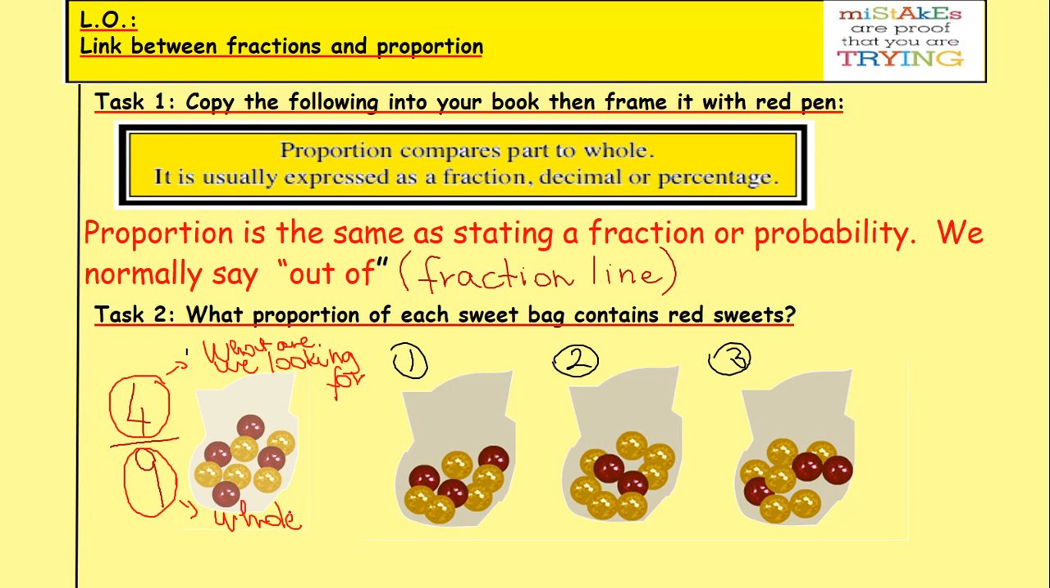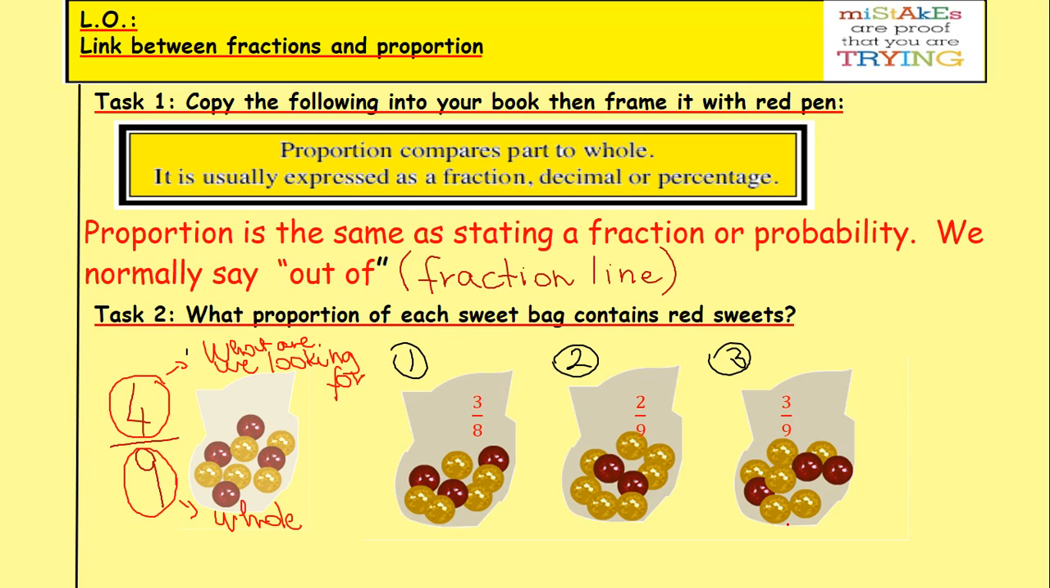3, 2, 1. Hopefully you get the correct answer. If you check it, the second one is 3 out of 8. The next one is 2 out of 9. And the last one is 3 out of 9.